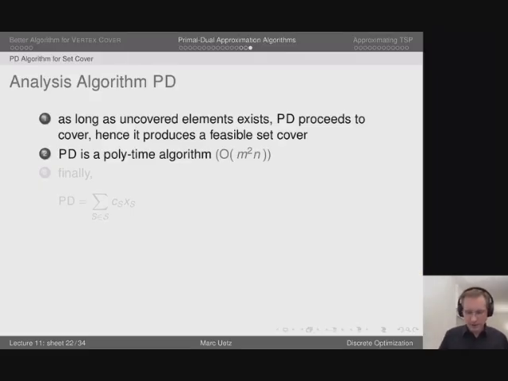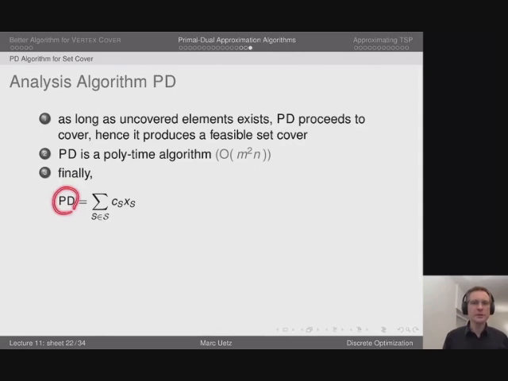Okay, so we indeed have a polynomial time algorithm constructing primal and dual solutions in polynomial time. And in principle, we already know by the whole setup of this approximate complementary slackness method that we have an approximation guarantee which should be equal to f. And it's maybe okay to explicitly write down again why this is true.